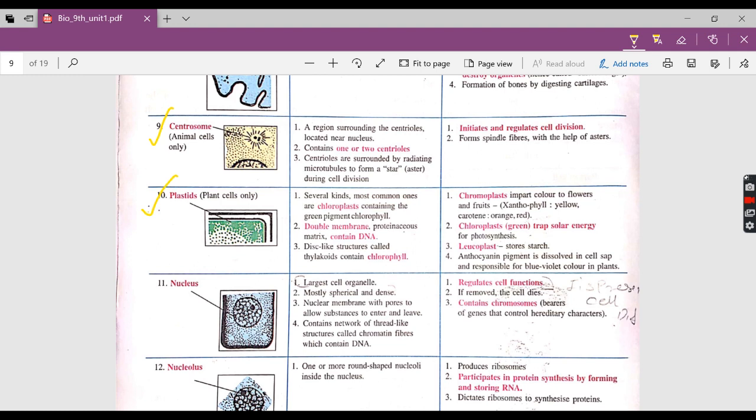Again, plastids are found only in plant cells and not in animal cells. They can be of three types based on the pigment they contain. So they can be leucoplast, chromoplast, and chloroplast. Each of these has its own function, such as chromoplast imparting color to flowers and fruits, chloroplasts trapping solar energy, and leucoplast for the purpose of storing starch.